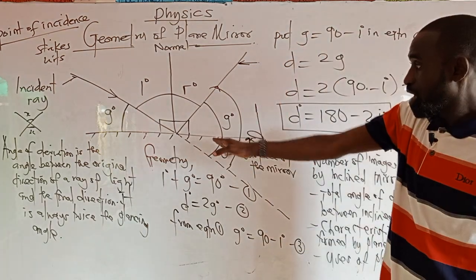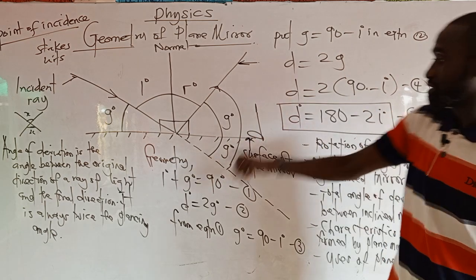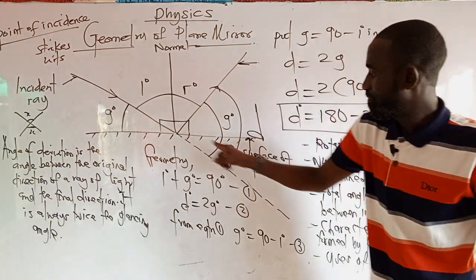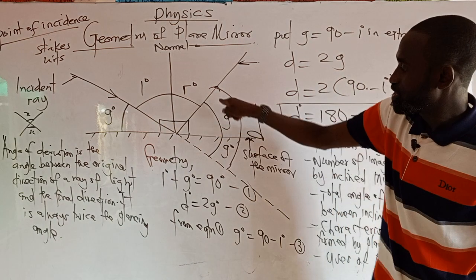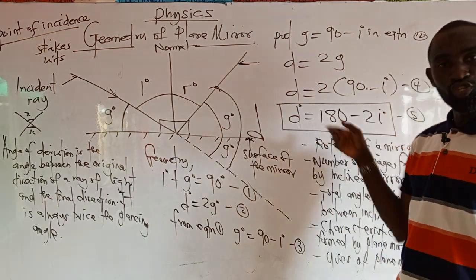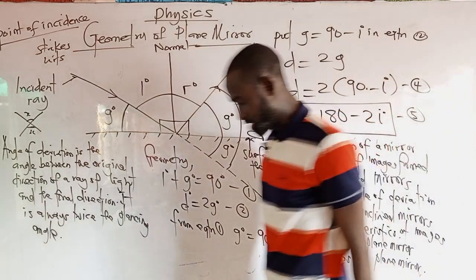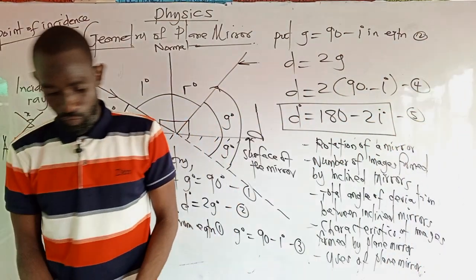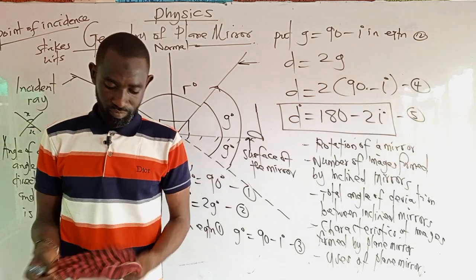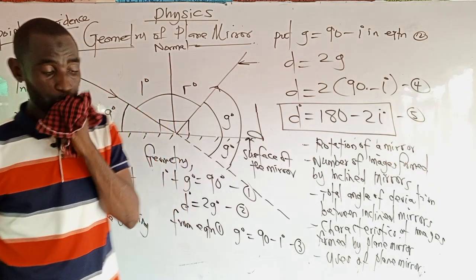And I showed how this one came into being. Look at this. Opposite terms are equal. G plus G equals 2G. And D equals 2G. So the next one we call laws of reflection.